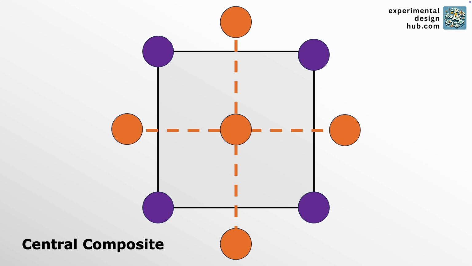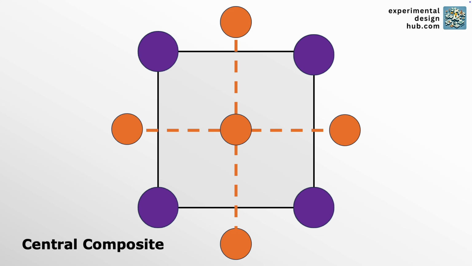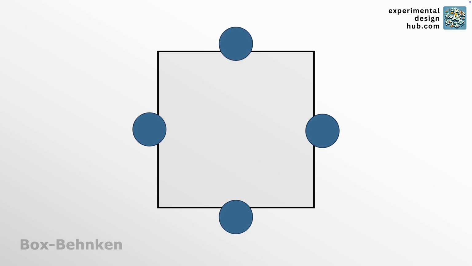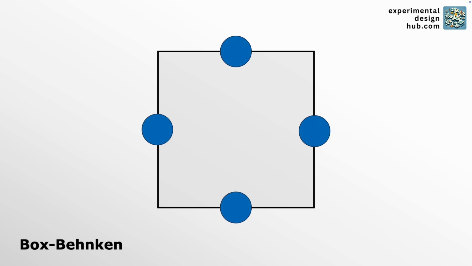This is a central composite design. It consists of two main parts: a factorial design at its core and additional star-like axial points that extend beyond the design space. Box-Behnken designs take a different approach. They do not have a factorial base, but place the experimental runs at the midpoints of the edges of the design space. But what does that mean for you, and how do these two designs compare to each other?